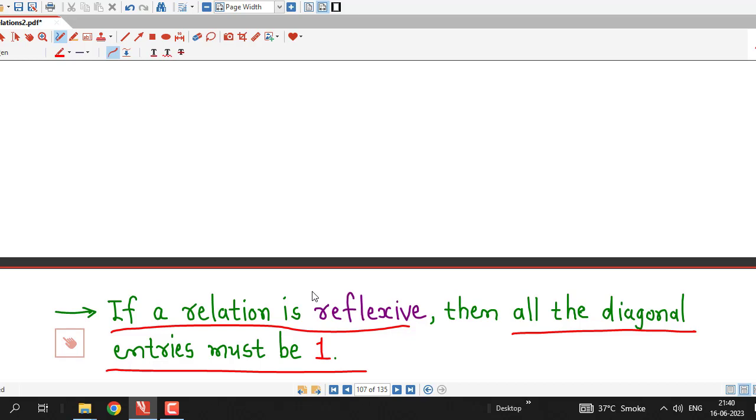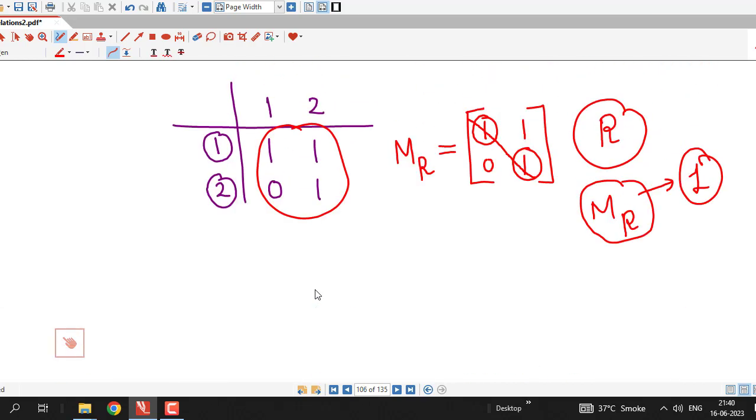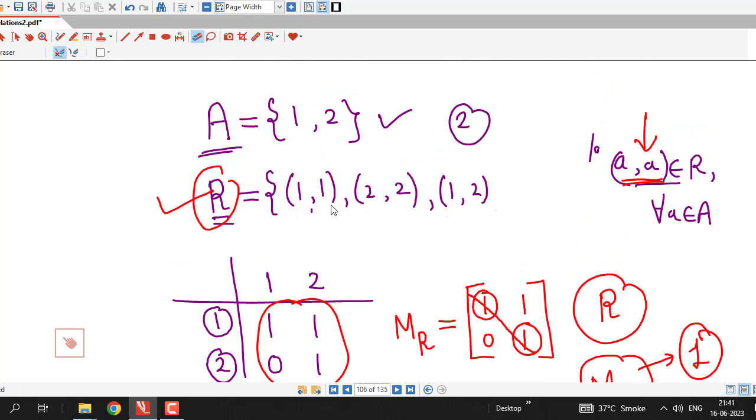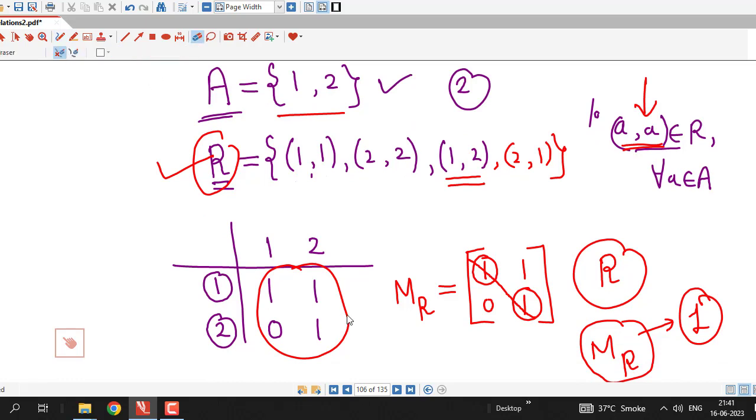Now similarly we can check symmetry property also. For example, here I can write down a symmetric relation on the same set. Suppose I want to construct a symmetric relation on this set A, then here I have written (1,2), so I have to add (2,1) also. So now this relation is symmetric also on the same set. So here my relation matrix will also change. I will have different entries now.